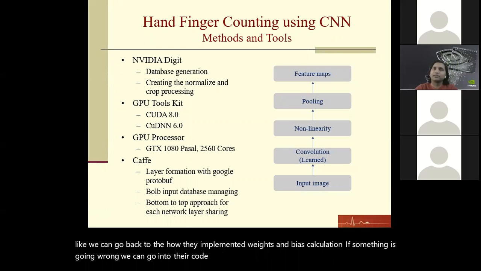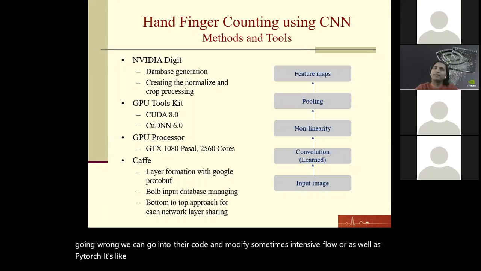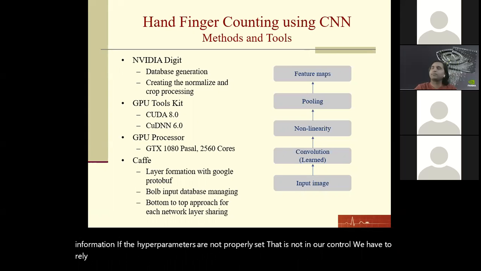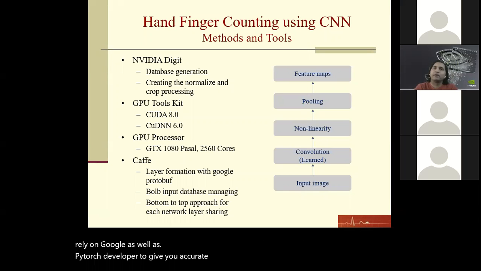Sometimes in TensorFlow as well as PyTorch, there are limitations. We don't know how they internally pass information from layer to layer. If the hyperparameters are not properly set, that is not in our control. We have to rely on the Google and PyTorch developers to give accurate results for each layer-to-layer information. So we use Caffe here.